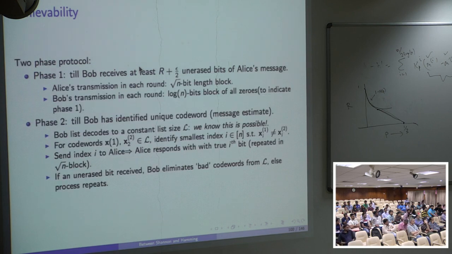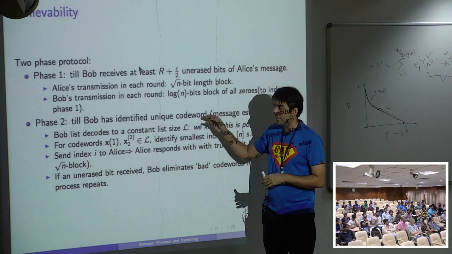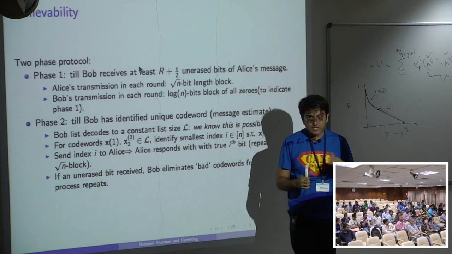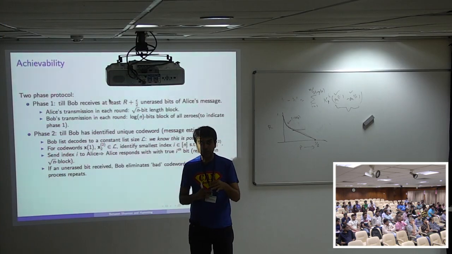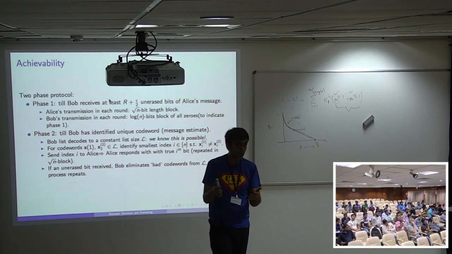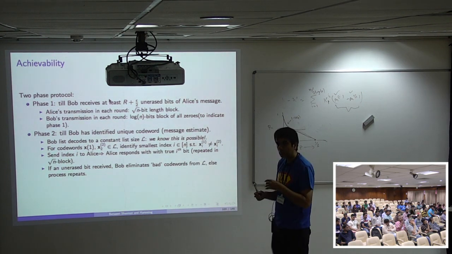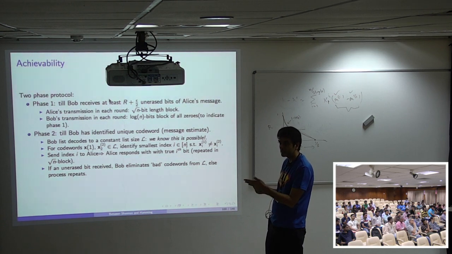Yeah. So in the second stage, now Bob can list decode. Alice doesn't know what Bob's list is, right? She just knows that Bob can list decode, but she doesn't know whether erasures have happened so far to Bob. So she doesn't know what Bob's list is. However, Bob can use the log n bits of feedback to give some insight as to what his confusion is.